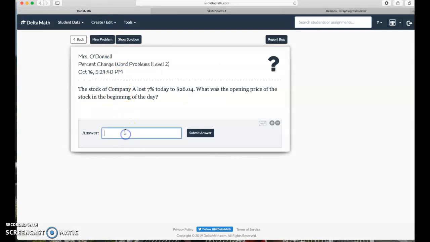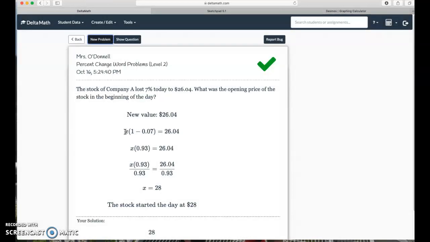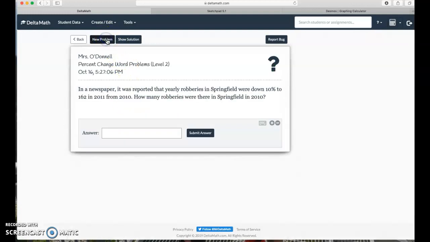Let's see what Delta Math has to say. Do they like it? Yes, they do. Sounds good. Let's see if they have any other problems for us. In a newspaper, it was reported that yearly robberies in Springfield were down 10% to 162 in 2011 from 2010. So that's just 1 year. How many robberies were there in Springfield in 2010?